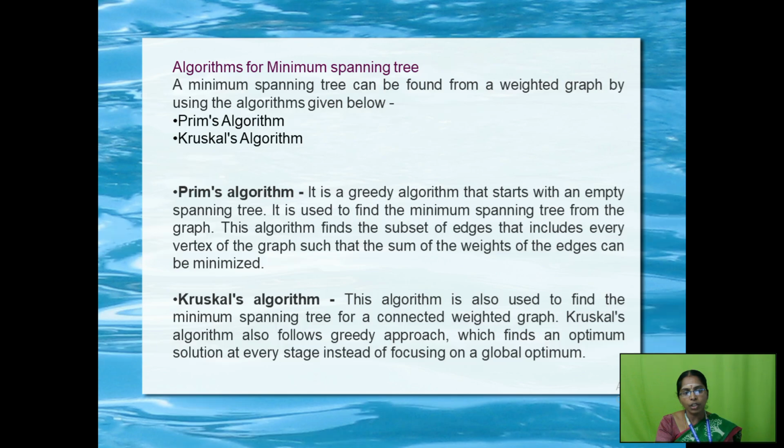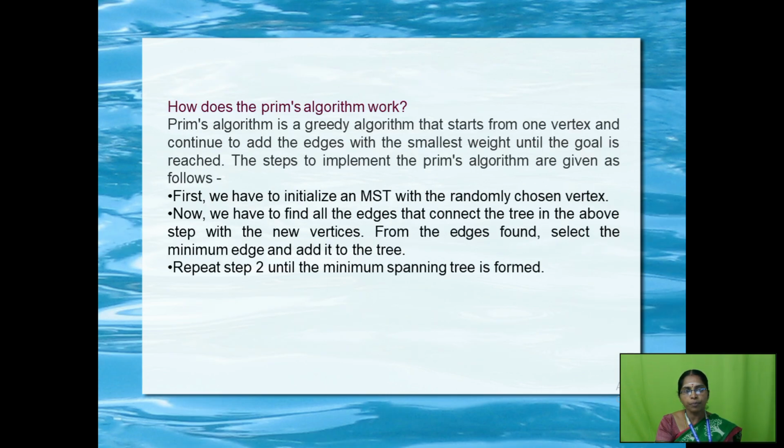So next one is Kruskal's algorithm. What is Kruskal's algorithm? It is also used to find the minimum spanning tree for a connected weighted graph. Kruskal's algorithm also follows a greedy approach, which is used to find an optimal solution at every stage instead of focusing on a global optimum. First we are going to see Prim's algorithm. How does Prim's algorithm work? Prim's algorithm is a greedy algorithm that starts from one vertex and continues to add the edges with the smallest weight until the goal is reached.